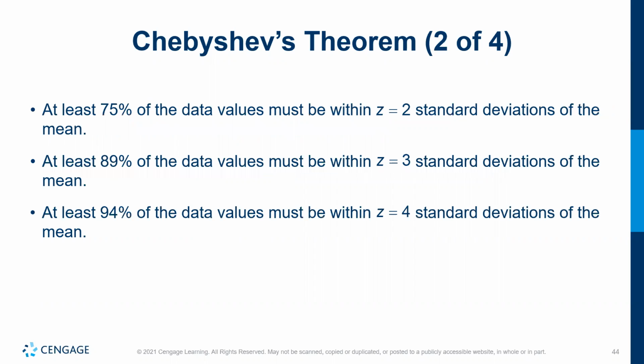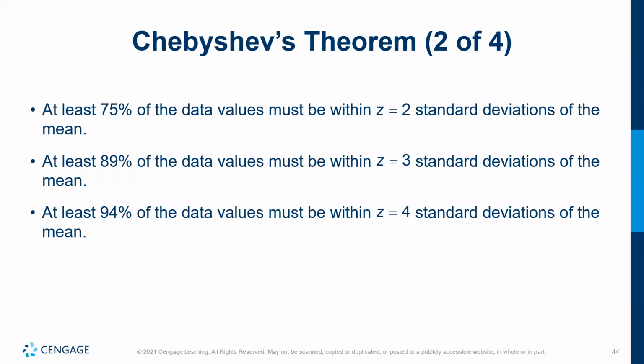So here's what it really means. We could calculate all sorts of other ones, but it means at least 75% of all data values must be within 2 standard deviations of the mean. 89% must be within 3 standard deviations of the mean, and 94% must be within 4 standard deviations of the mean.